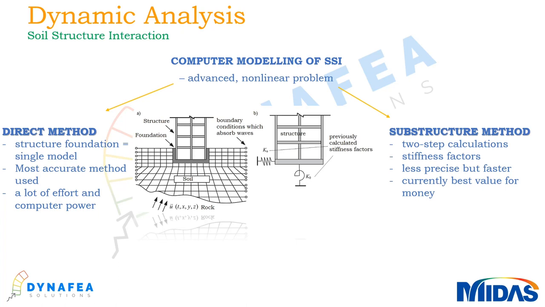So when time is money, it is a real trade-off, and I believe it's better to use the substructure method, which is less precise, but the error is acceptable nowadays. And these are two-step calculations. One step is in a geotechnical program, where we model the soil with the underground part of the structure. We calculate the stiffness factors, which we input into the second step of our calculation, where we model the structure with the stiffness factors. So, time is money, and I believe the substructure method today is much more popular.